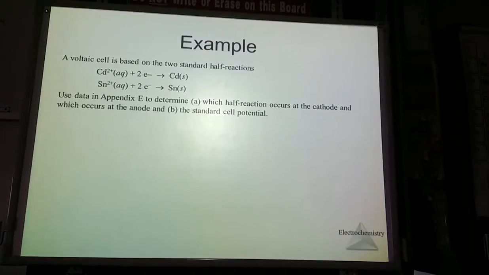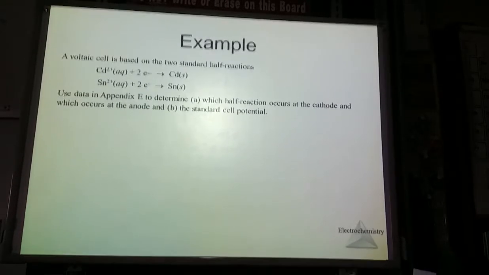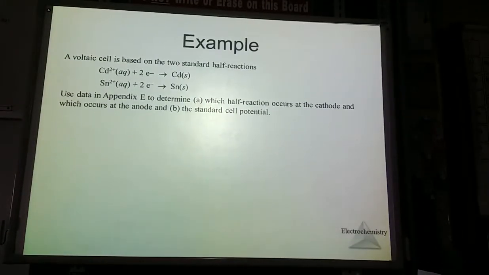Okay, let's look at this one. A voltaic cell is based on two standard half reactions. I have cadmium 2 plus and I have tin 2 plus. It says use the appendix E or whatever that we have. I'm actually going to give you the cell potentials for those. So using your cell potentials that I'm about to give you, it says which half reaction occurs at the cathode, which half reaction occurs at the anode, and tell me what the standard cell potential will be.